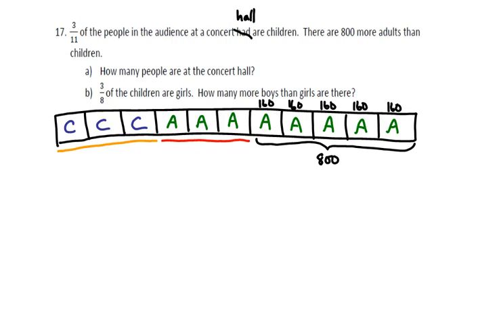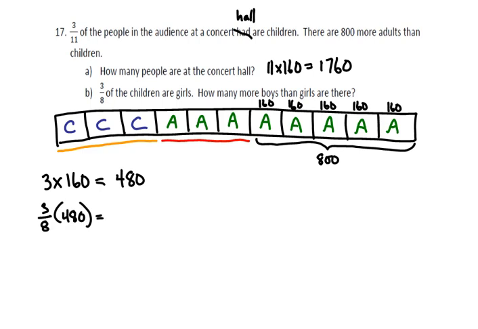So how many people are at the concert hall? It's going to be 11 times 160, or 1760. 3/8 of the children are girls. Well, how many children are there? There are 3 times 160. Well, there are 480 children at the concert. 3/8 of them are girls.